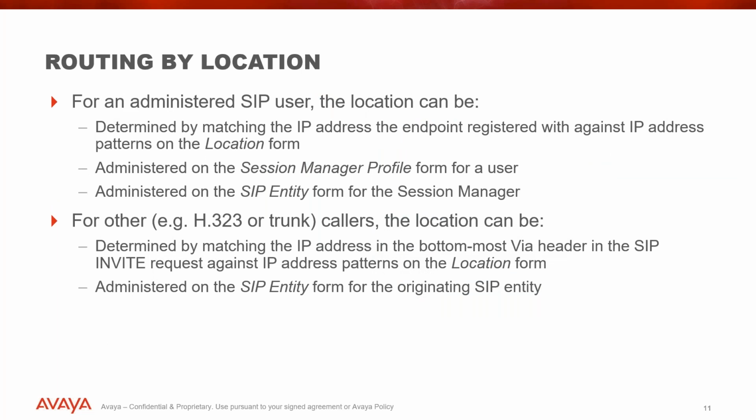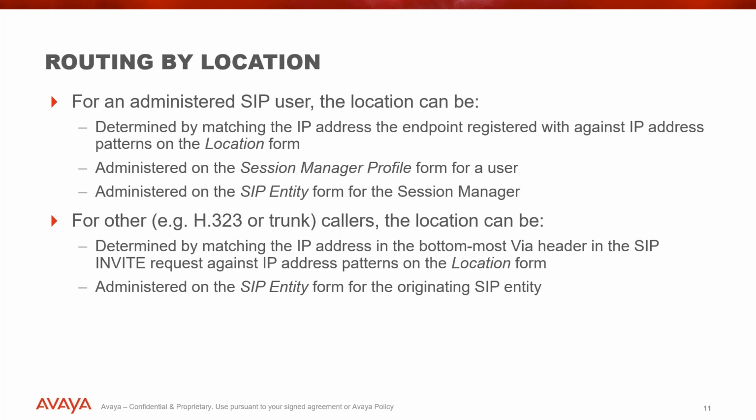So how is the location determined for a particular call? It depends on whether this is a call from an administered SIP user, so a SIP endpoint, either a hard phone or a soft phone, that's registered with your session manager. And there's a different location determination algorithm if the call is coming from, say, an H323 phone registered with your communication manager, or if it's coming from a trunk, a service provider. So for an administered SIP user, for a SIP endpoint, the highest priority is matching the IP address that the endpoint registered with against the IP addresses that you entered on the location form. If there's no location that matches the IP address of the phone, then you use the location that's administered on the session manager profile form for that user. If you didn't specify a location there, then it's going to default to the location on the SIP entity form for the session manager that the endpoint is registered with. And we'll see the SIP entity form in a little bit.